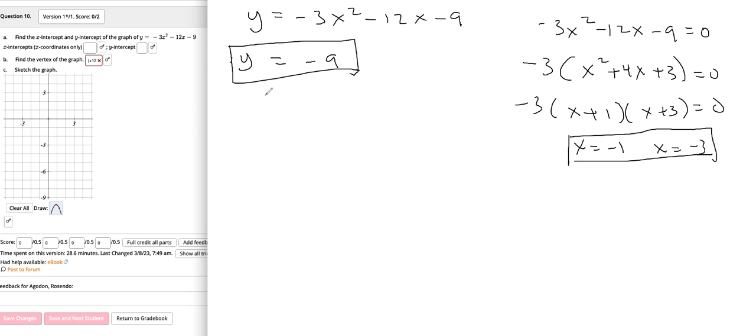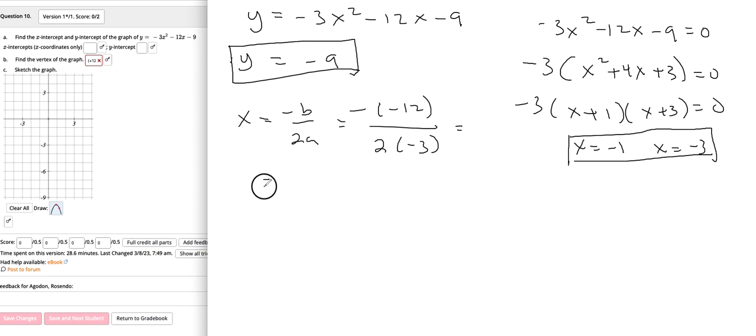Okay, so we know the x-coordinate of the vertex is negative b over 2a. So let's figure that out. So the negative of negative 12 over 2 times negative 3. Let me sneak down here with it so I don't run out of room. There are 1, 2, 3 negative signs, so my answer is going to be negative, and I'm going to just write that as a 12 over 6, and now I can see that x is negative 2.